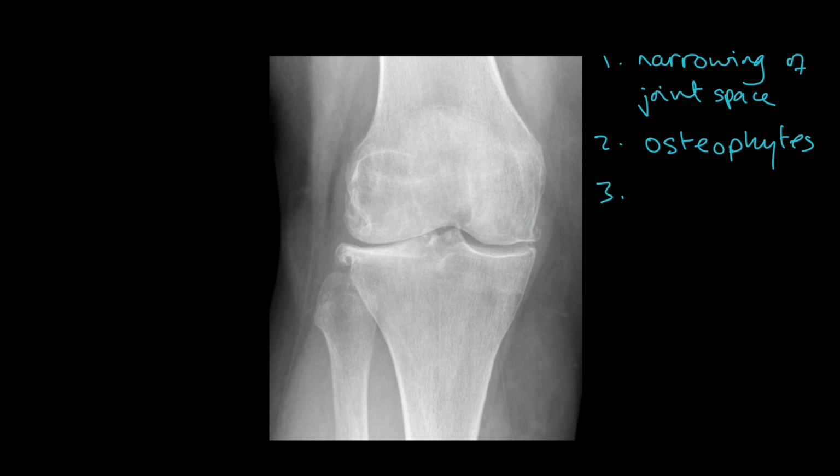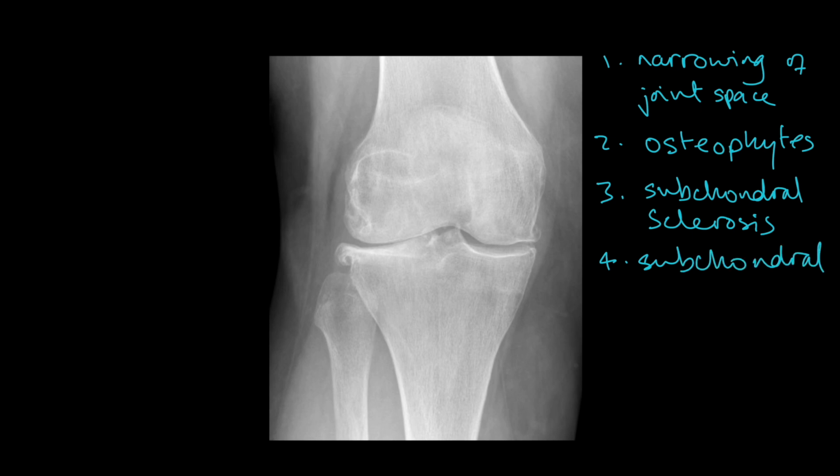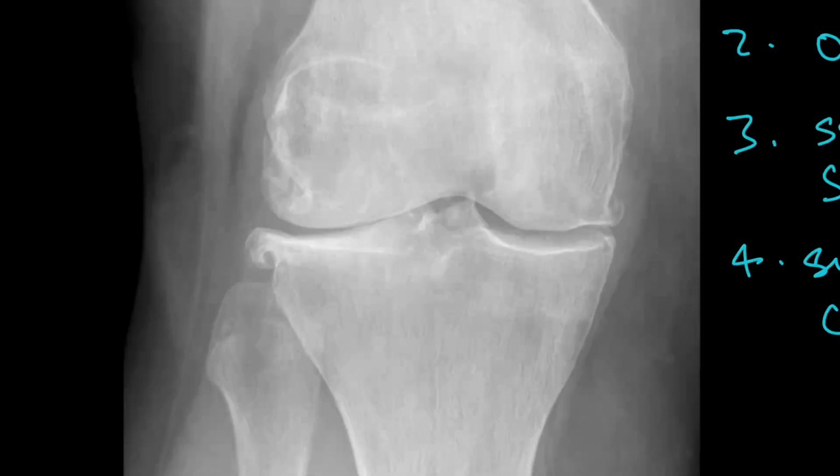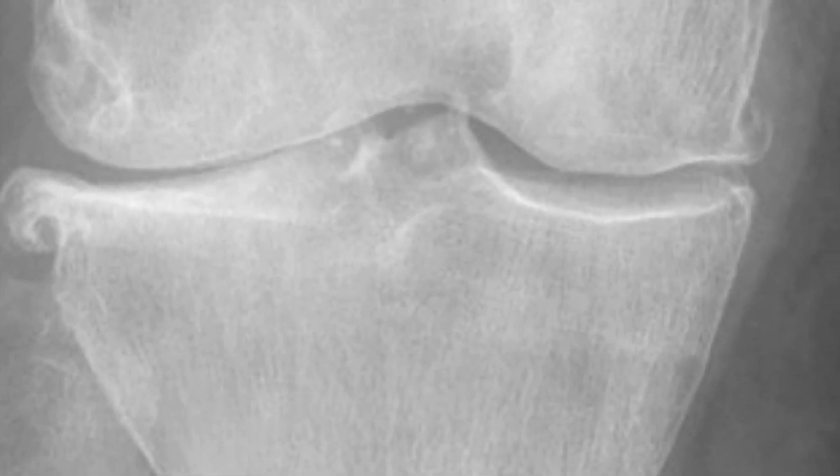We can also get subchondral sclerosis, which is evident in areas over here in the joint space, and we can also get subchondral cysts. Okay, and those will be clearer. For instance, if we zoom in like this, we can see areas of lucency over here and here.